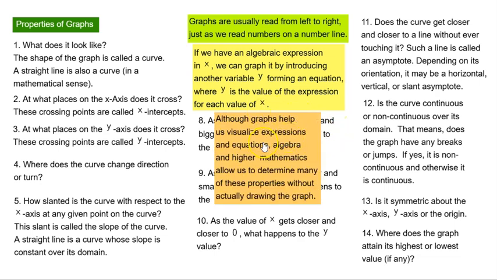Although graphs help us visualize expressions and equations, algebra and higher mathematics allow us to determine many of these properties without actually drawing the graph. And that really is the crux of the issue, because whatever said and done, graphs have their own limitations. You can't keep scrolling up, down, left, right to go to higher and higher values of x. And interesting things may be happening at x equal to 1000 or x equal to 10,000.